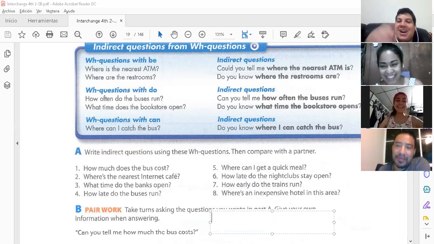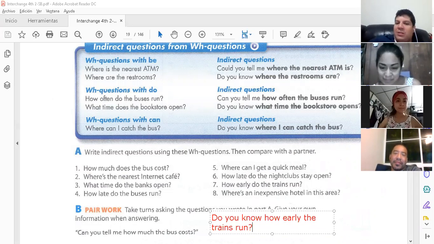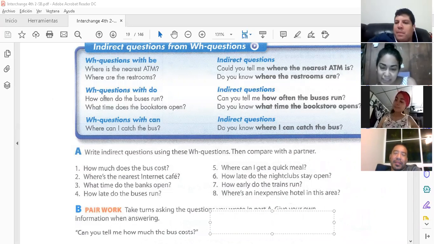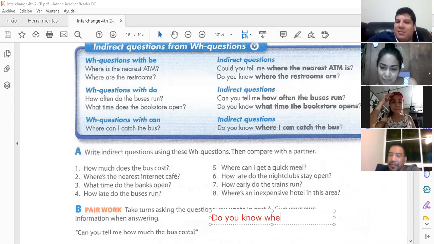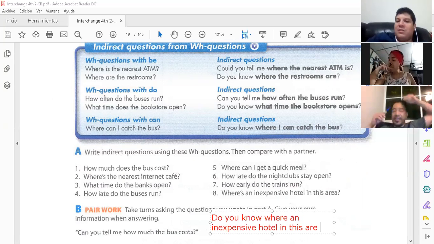That's right. How early do the trains run? How early the trains run. Exactly. All we did is eliminate the do. And the last one, where's an inexpensive hotel in this area? Where an inexpensive hotel in this area is.